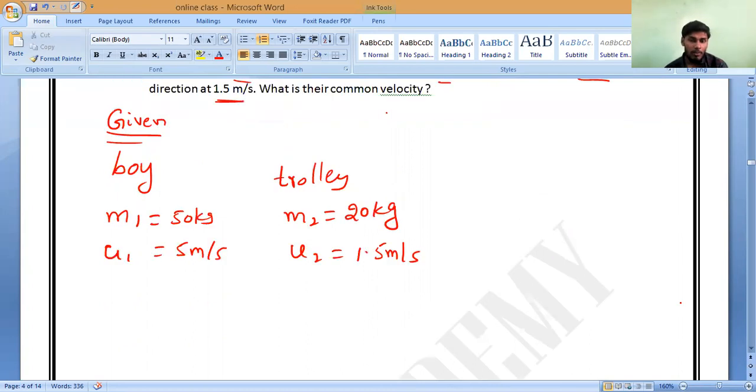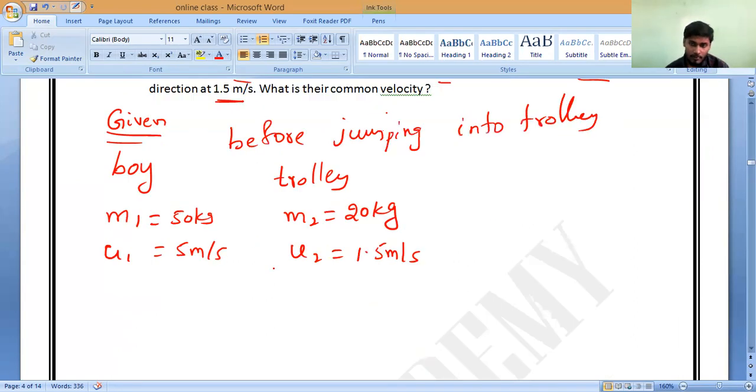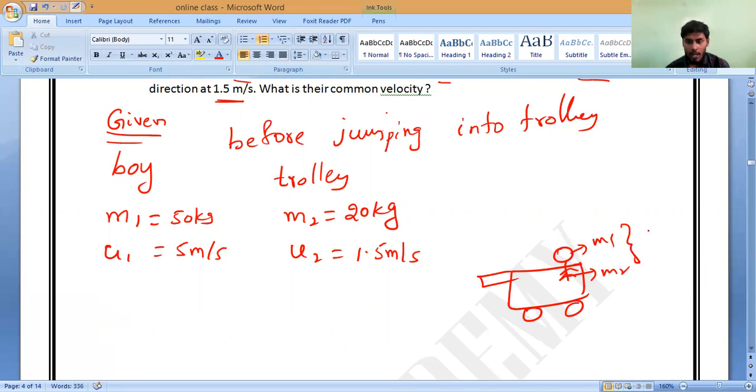Understanding? So this is before jumping. Before jumping into the trolley, they have individual momentum. Correct or not? Once the boy jumps into the trolley, the boy is also inside, so both the boy's mass M1 and the trolley's mass M2 become what? M. M is equal to M1 plus M2.